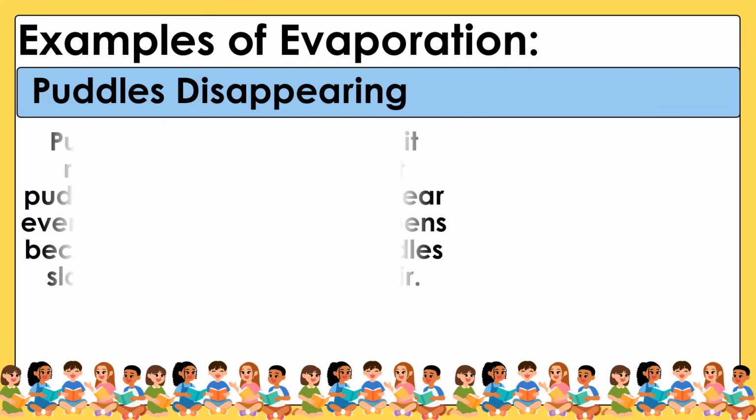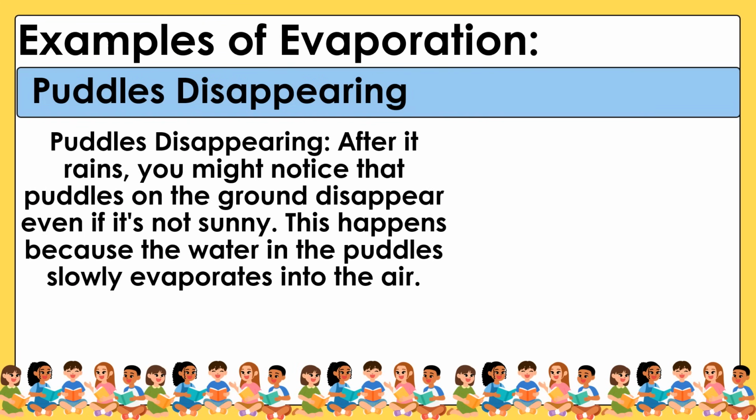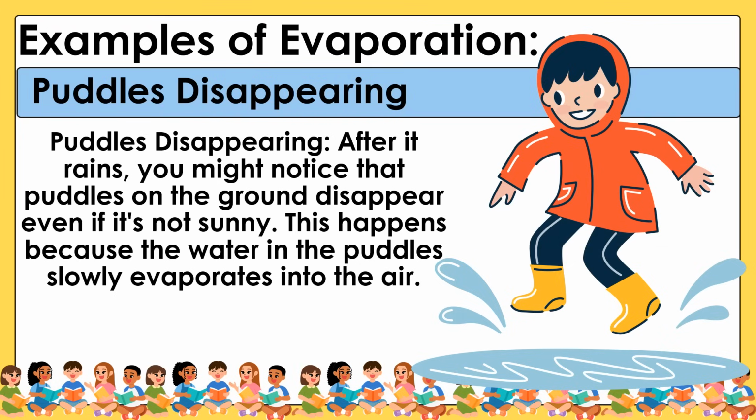Puddles disappearing. After it rains, you might notice that puddles on the ground disappear, even if it's not sunny. This happens because the water in the puddle slowly evaporates into the air.